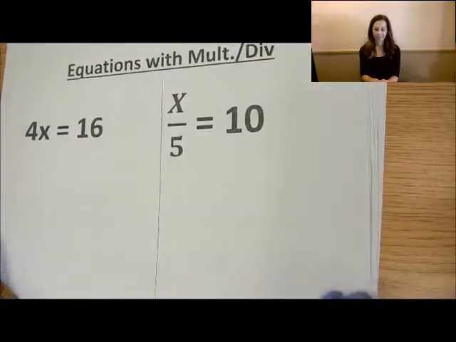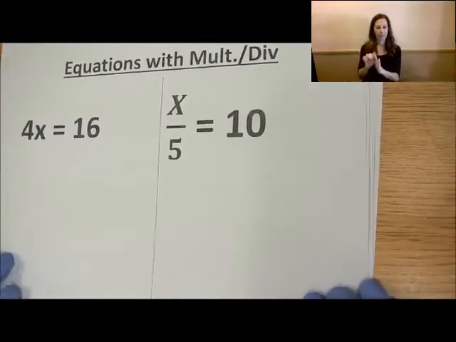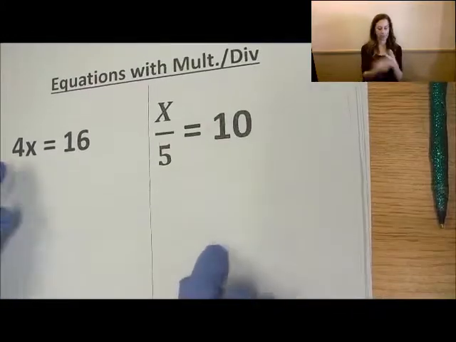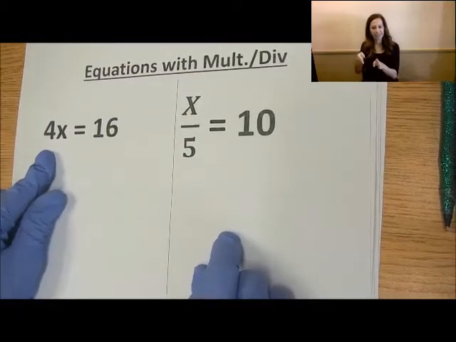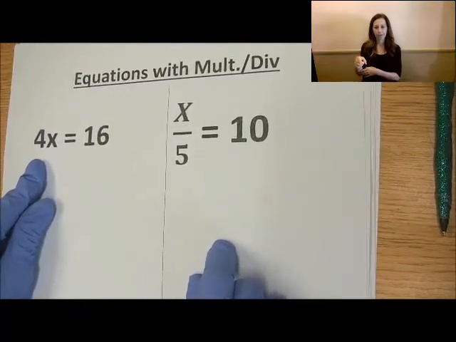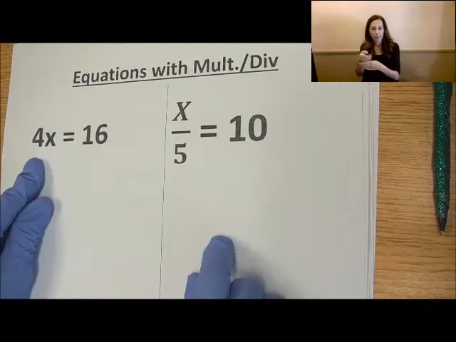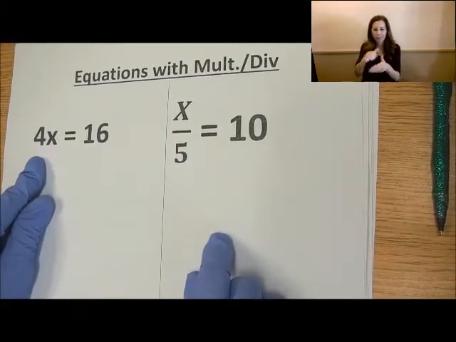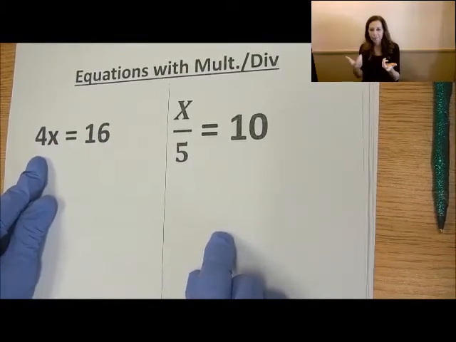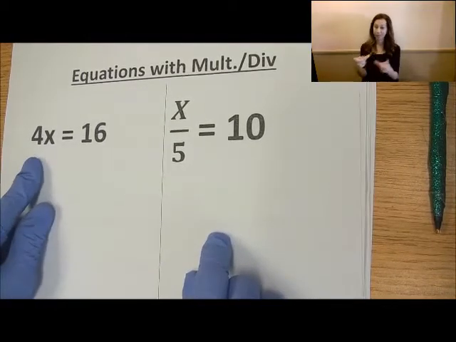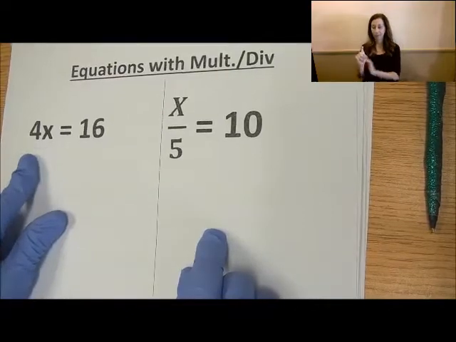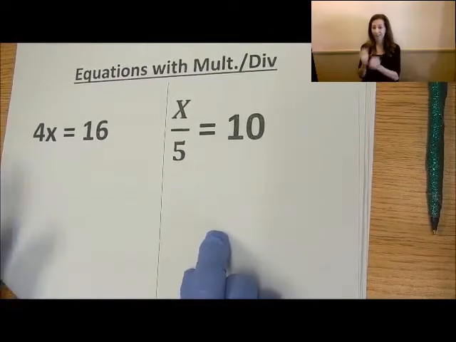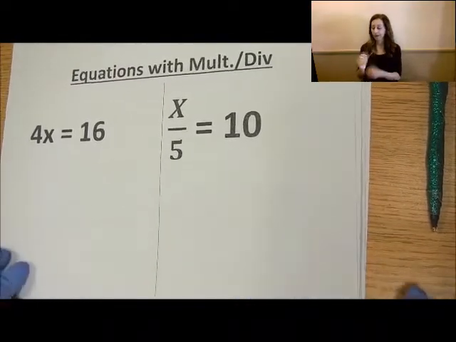Okay. So here are some examples of equations with multiplication and division. If I have 4 or any number next to the variable, what is the operation that we're using? Is it multiplication? Is it division? You're right, it's multiplication because 4 next to x means 4 times x, or 4 times whatever the variable would be. 4x equals 16.